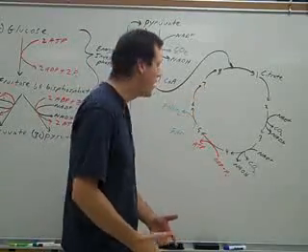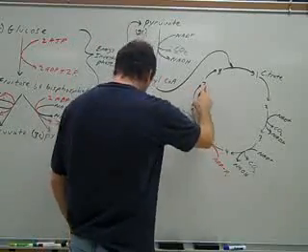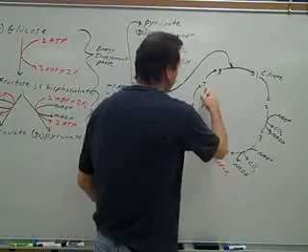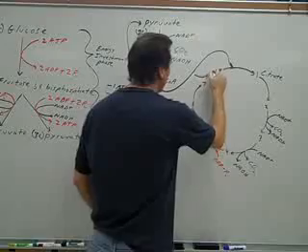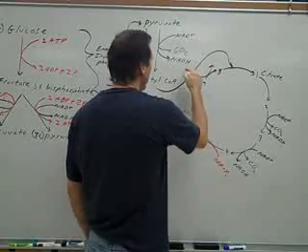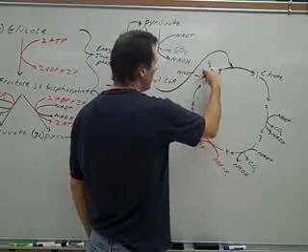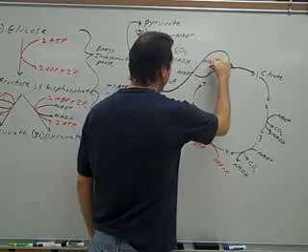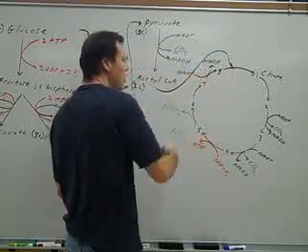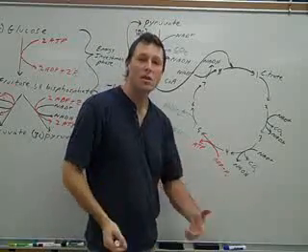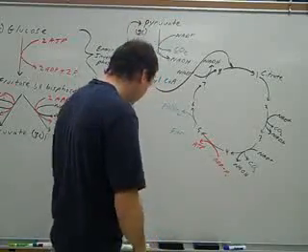Molecule number 6 is now going to get converted to molecule number 7. No energy produced there. However, molecule number 7, when it gets converted to molecule number 8, we are going to pick up some more energy. And NAD plus is going to be reduced to an NADH. However, no carbon dioxide is going to be produced in this step.